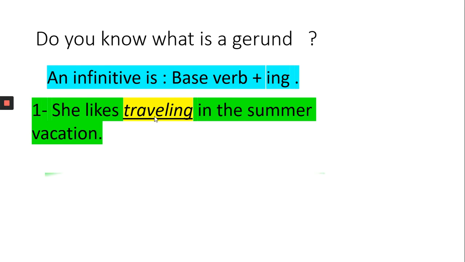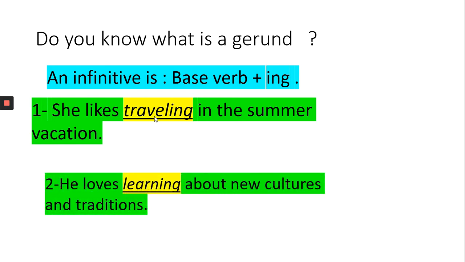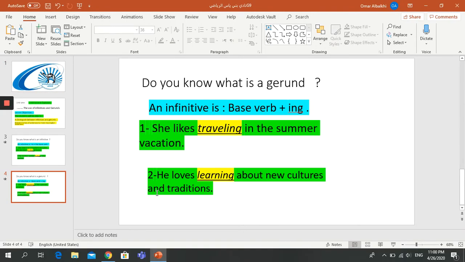What about example number 2? Where is the gerund? He loves learning about new cultures and traditions. Where is the gerund? Very good. The gerund is the verb learning because it's made up of base form of the verb plus ing. So this is the gerund. And as you see, it is the object of the verb. Okay. Now, let's go to a new exercise to practice more about infinitives and gerunds.